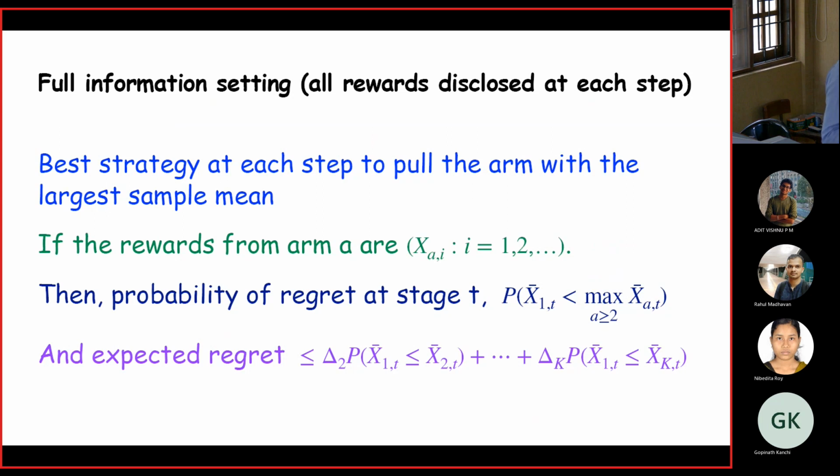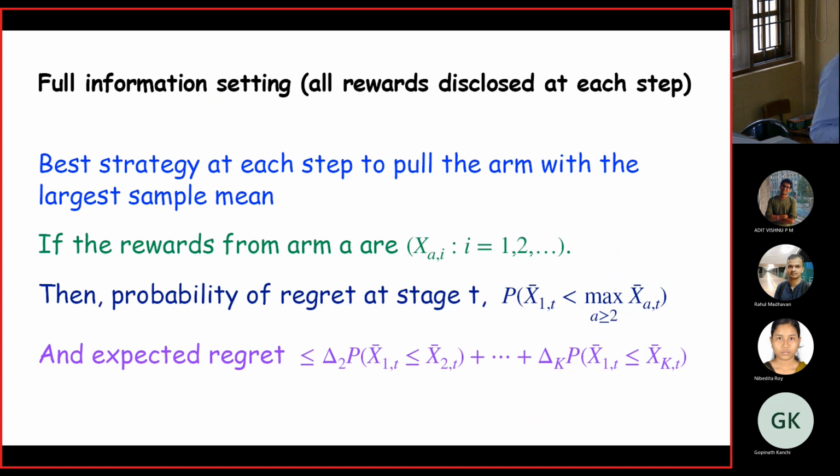All rewards will be disclosed at each step. Best strategy at each step, it's given here now. But can you see that the best thing to do, more or less, is to pull the arm with the largest sample mean in this setting? You just follow the leader. Whichever seems to be doing well, you just bet on that arm the next time. And why is that the case?